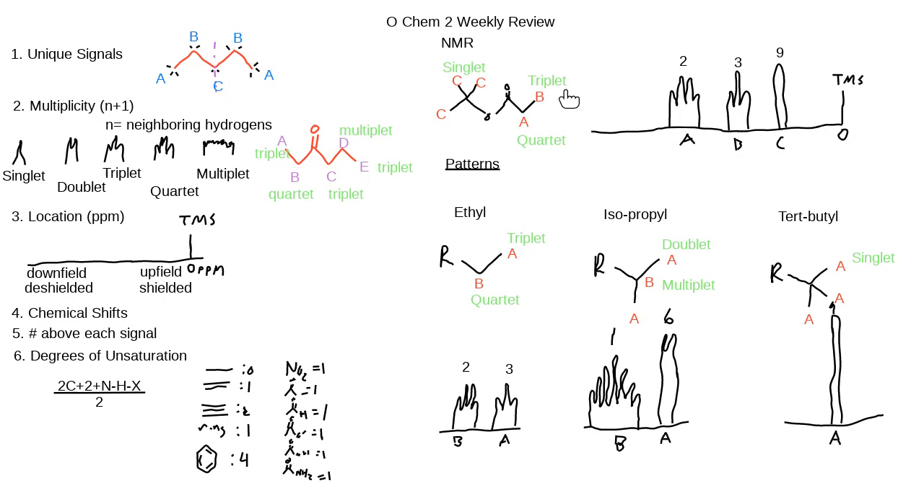So we can kind of apply this to our example. We have a 9 here, and we don't really see a neighboring signal. That should tell us that there's a tert-butyl, which there is. And then there's also an ethyl, A and B. Granted, the letters are flipped, but the same concept applies because we see a 2 and a 3, and we see a quartet and a triplet.